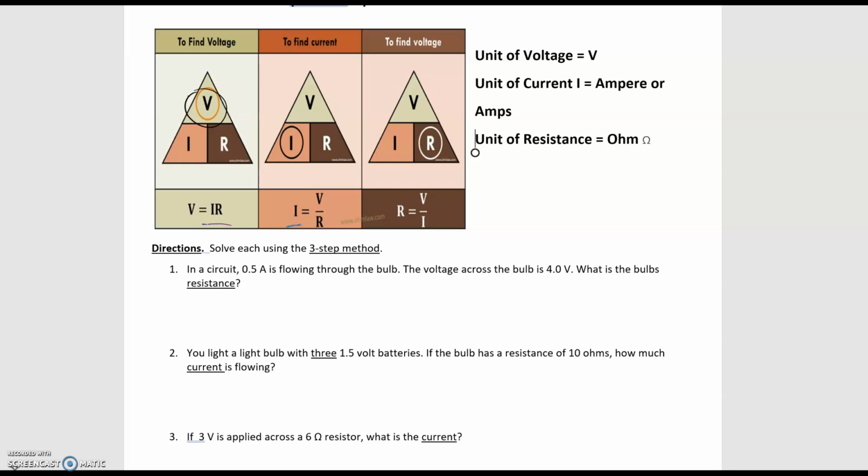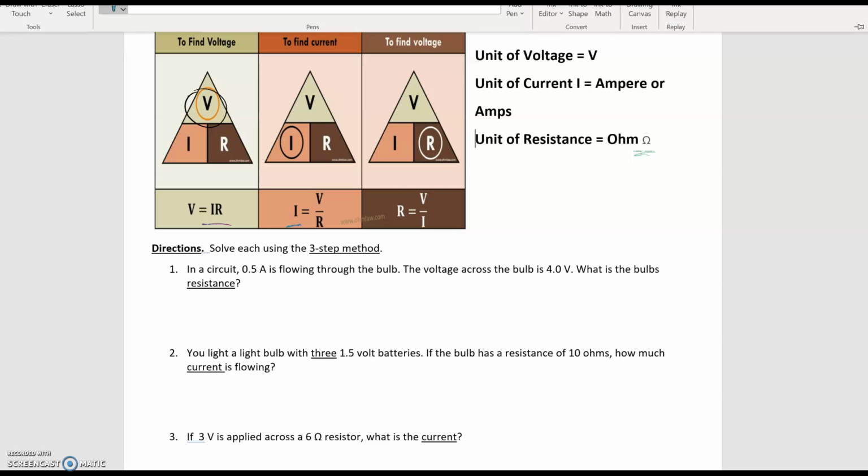And here are the units for all three of them. For voltage, we use V. I will be ampere or amps. And then for resistance is ohm. And here's the symbol for ohm. All right, now let's go ahead and show you how to do some of these questions here.